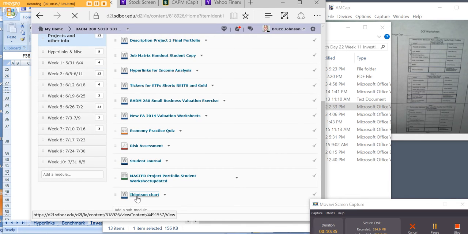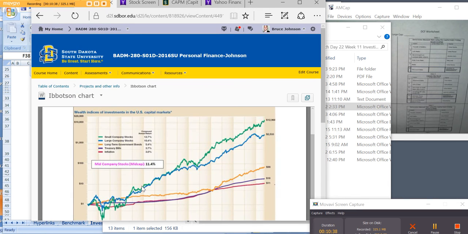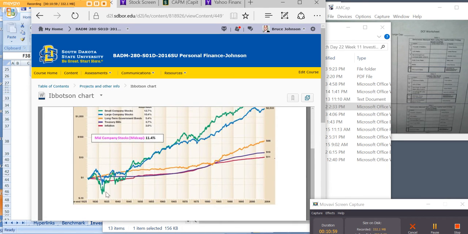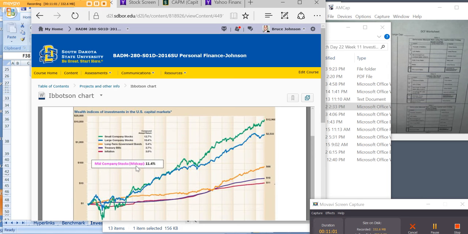So I pull out the Ibbotson chart, and here's what I'm looking for. We need to find compound annual rates of return for large cap, small cap, and mid cap stocks. Now, Ibbotson and Associates is an analytics firm that keeps track of all these rates of return and has done so over the last 70, 80 years of these different companies, and it gives us an average rate of return, so we have something to compare this to in the stock valuation.